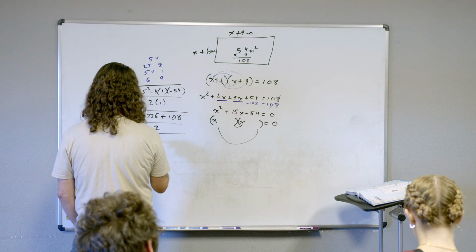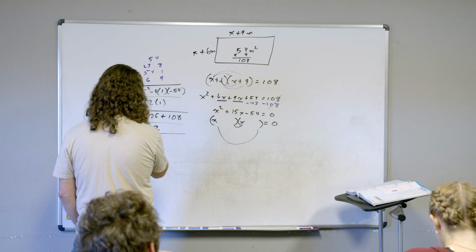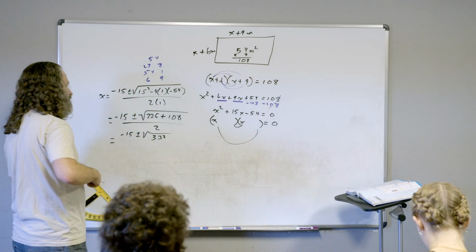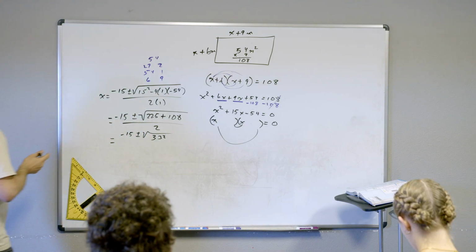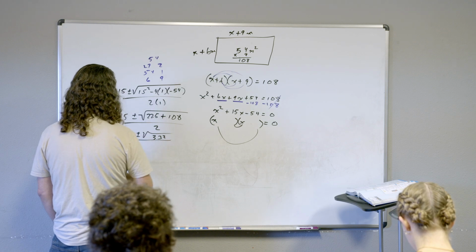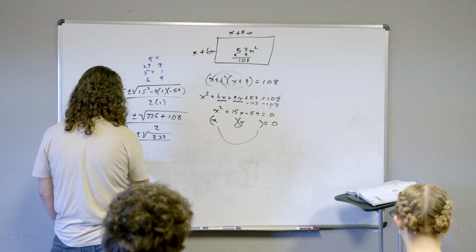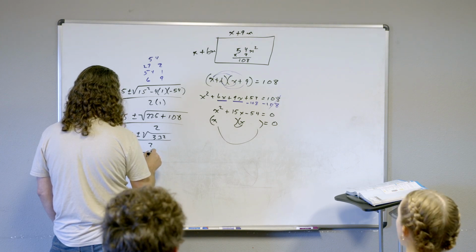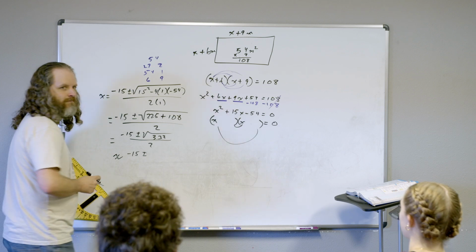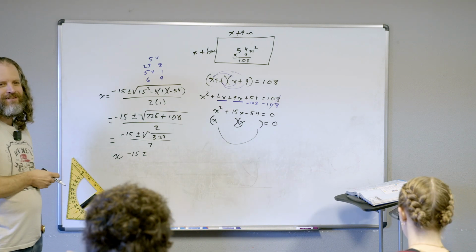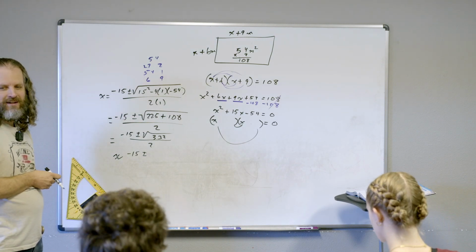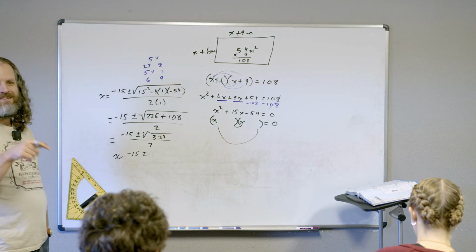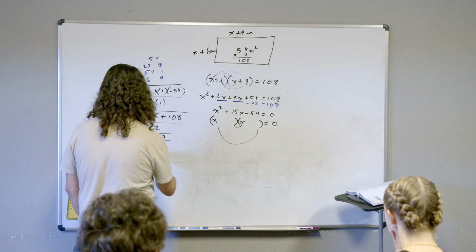Square root of 333. Is that right? 225 plus 108 is 333. What's the square root of 333? 3 times the square root of 37. Okay, give it to me as an approximate. Normally in math class I want the other, but 18 point what? 24. 18.24.